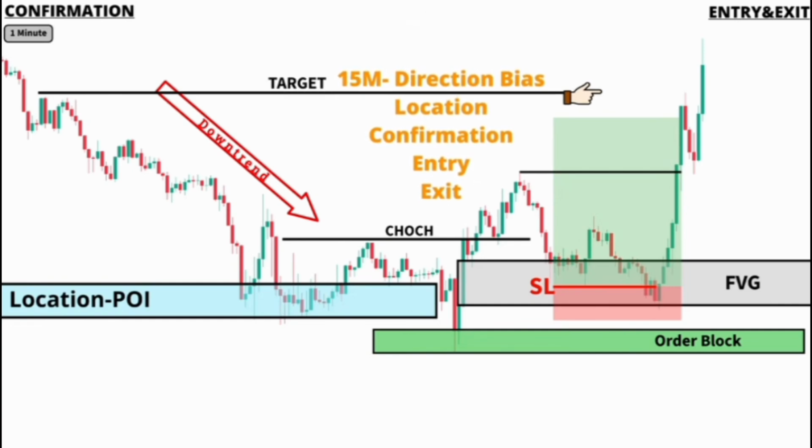This strategy isn't complicated. The key is to follow the exact same process consistently on every trade.